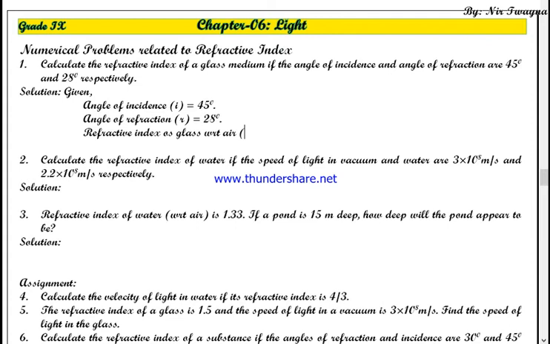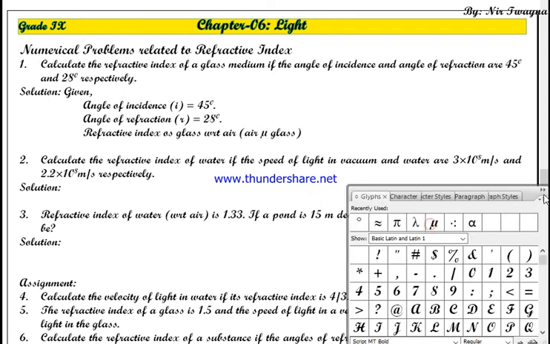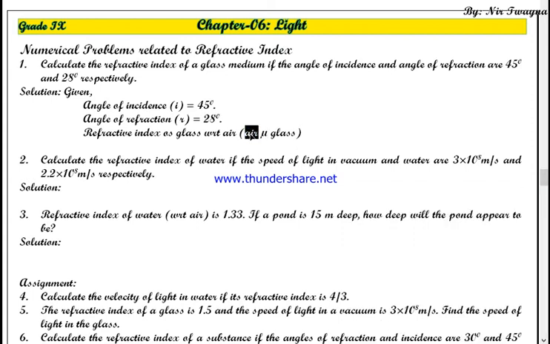And we write it like this: air, glass, bracket close, and here we need to give the sign of refractive index. The first medium is written as subscript and the second medium is written as superscript. Okay, let's continue. You do not need to write like this; you can simply write mu. I write like this only for your information. We do not know how much it is.